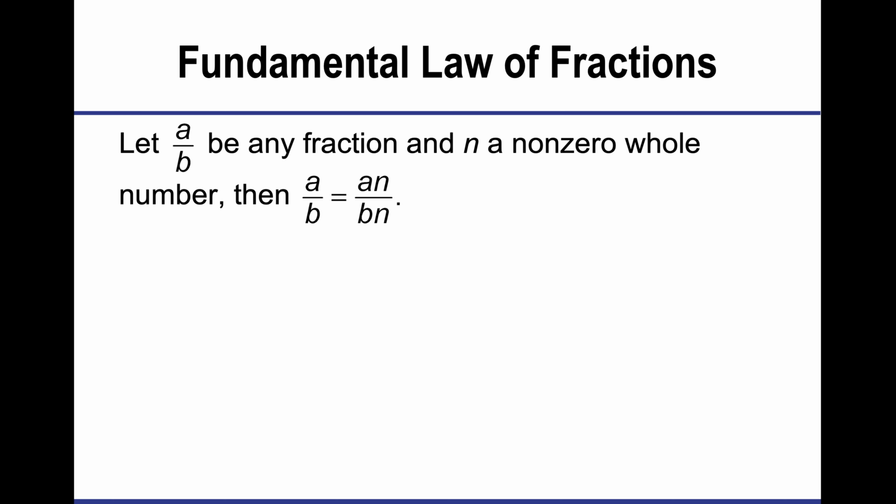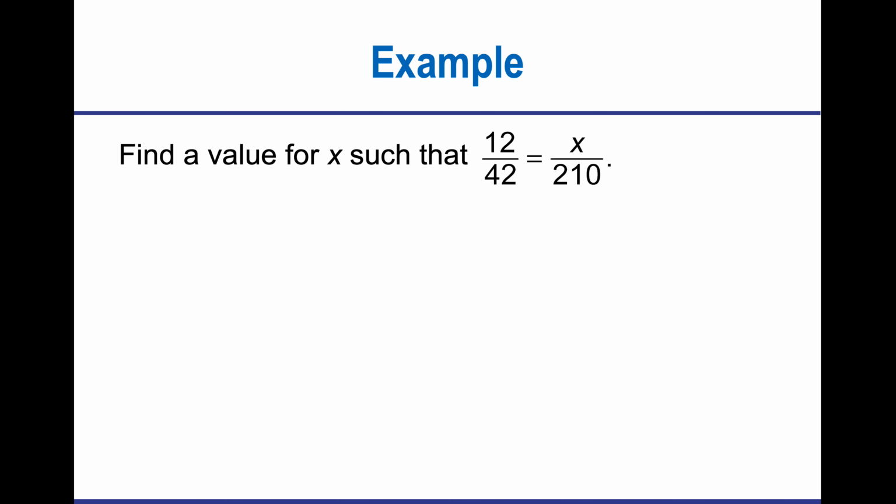So in this slide, the fundamental law of fractions is just saying if I multiply the top and the bottom by the same number, they're equivalent fractions, just like we saw with 1/3 and 2/6. They're equivalent fractions because I multiply the top and the bottom by 2. Here's an example of this. I know these are equivalent fractions. I know that I'm multiplying 12 and 42 by something to get the second fraction because they're set equal to one another.